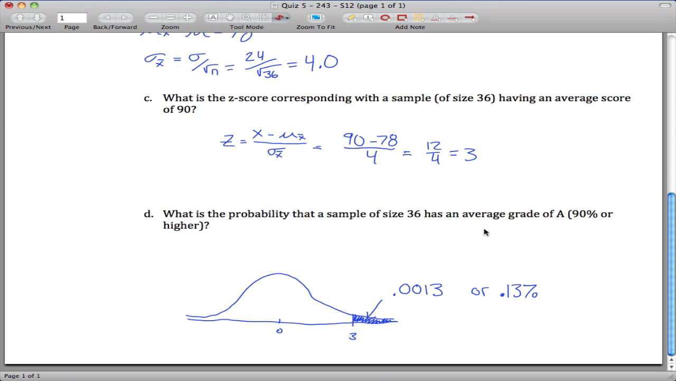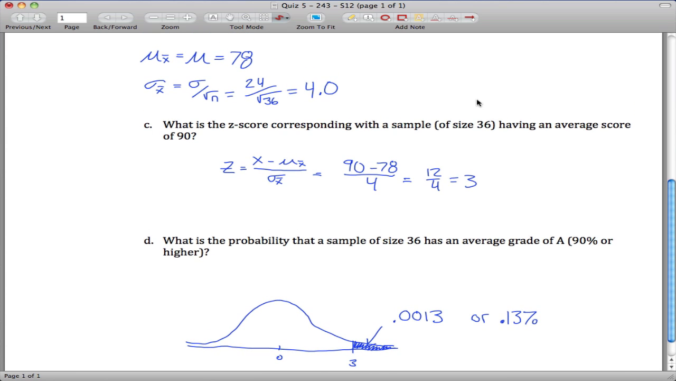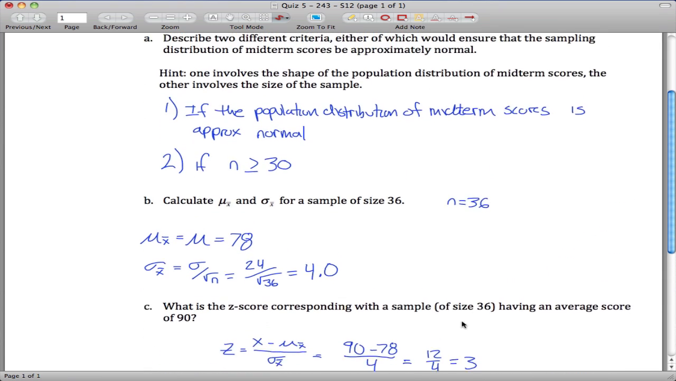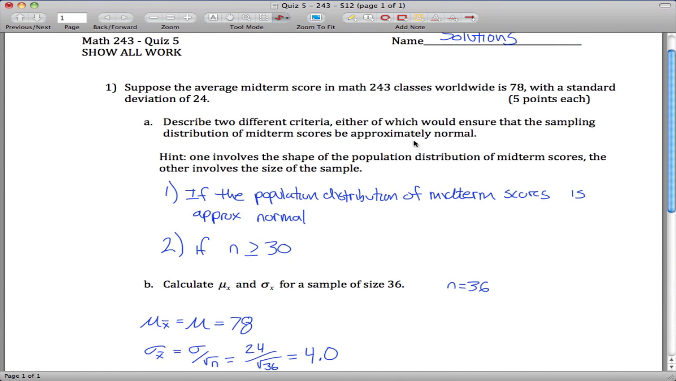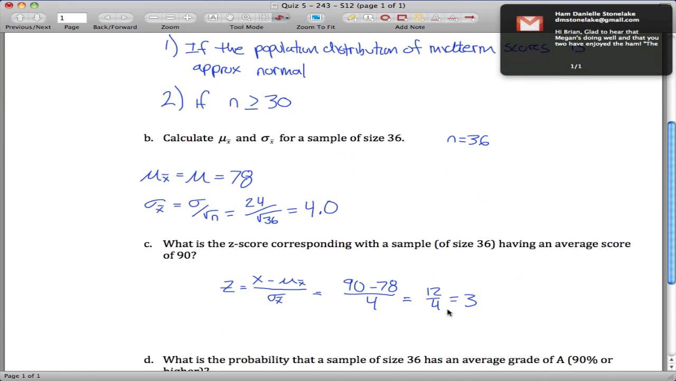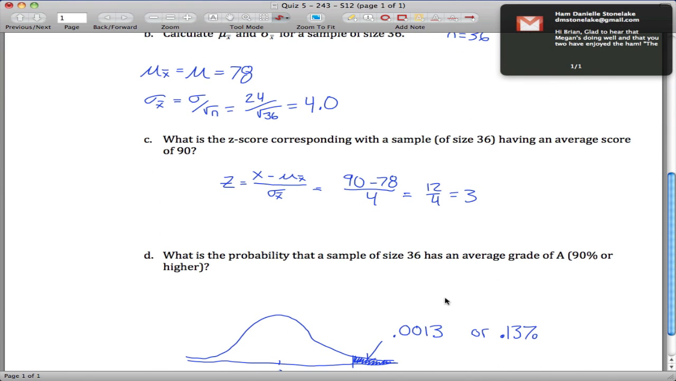Pretty slim, which makes sense. An average of 36 people, that's a lot of people there. The average of that many values is going to end up being pretty close to the average of everybody, which is 78. So we're going to expect this to be close to 78. So getting higher than 90 is pretty unlikely. It only happened 0.13% of the time.